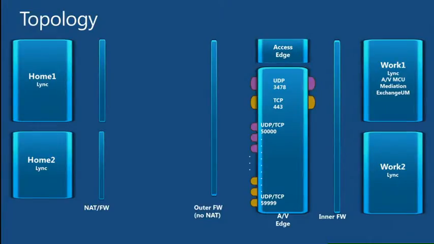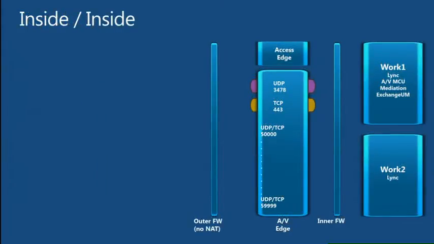And internally, I have work 1 and work 2. And, well, actually, these could be users, could be the AV MCU, could be mediation server, Exchange UM, everything that is doing ICE. From an ICE perspective, everything is just an ICE endpoint. The very first scenario would be an inside user calling another inside user. So work 1 wants to call user work 2.